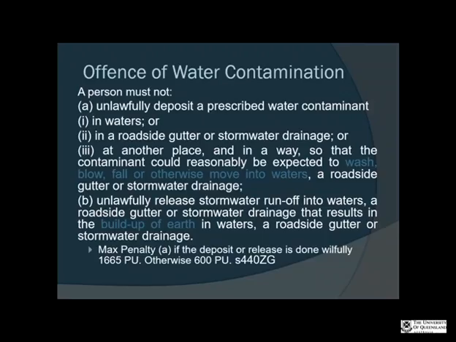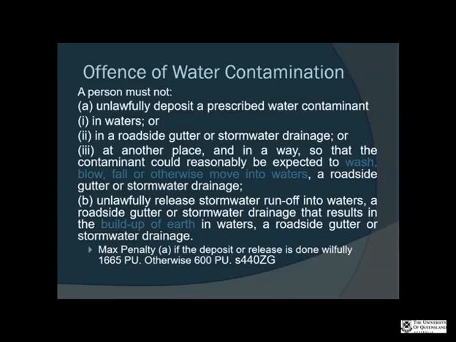They also have a separate provision for water contamination because it's such a key issue. Probably in every state, but certainly in Queensland we see it as well. So they must not unlawfully deposit a prescribed contaminant in waters or in a roadside gutter or stormwater drainage. Again, you'll look at that in the prac next week. Or at another place or in a way so that the contaminant could reasonably be expected to wash, blow, fall, or otherwise move into waters or into a roadside gutter or stormwater drain.